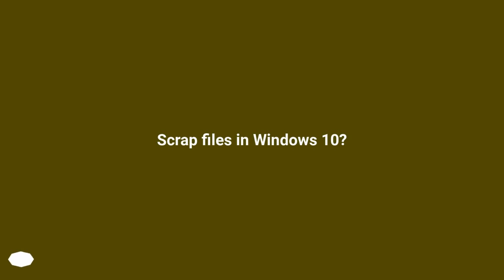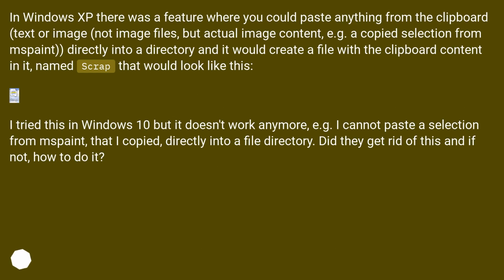Scrap files in Windows 10? In Windows XP there was a feature where you could paste anything from the clipboard, text or image, not image files, but actual image content, for example a copied selection from Paint, directly into a directory, and it would create a file with the clipboard content in it, named scrap, that would look like this.